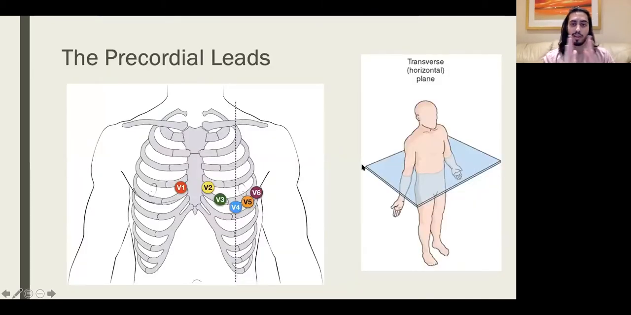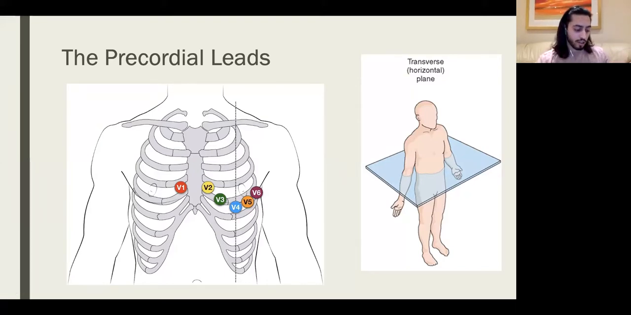Now we've talked about the limb leads. Remember, we're looking at the patient vertically from that. The chest leads, or the precordial leads, is when you split the patient in half, just slice them across the body like this, transverse horizontal plane, okay? And you're looking at the chest leads from a physical, actually through the chest wall position, okay?